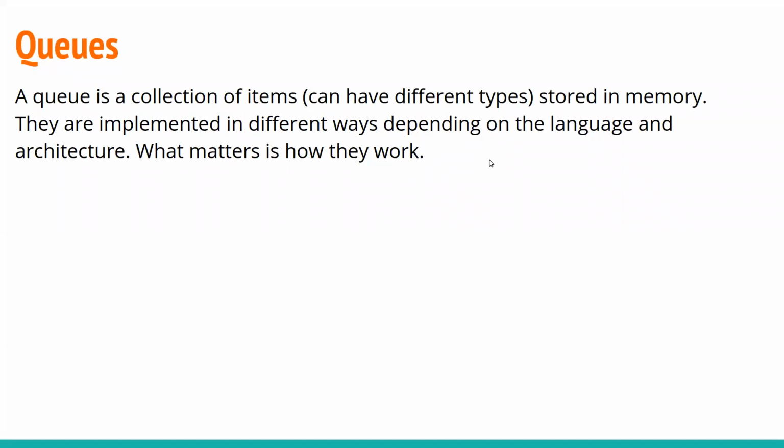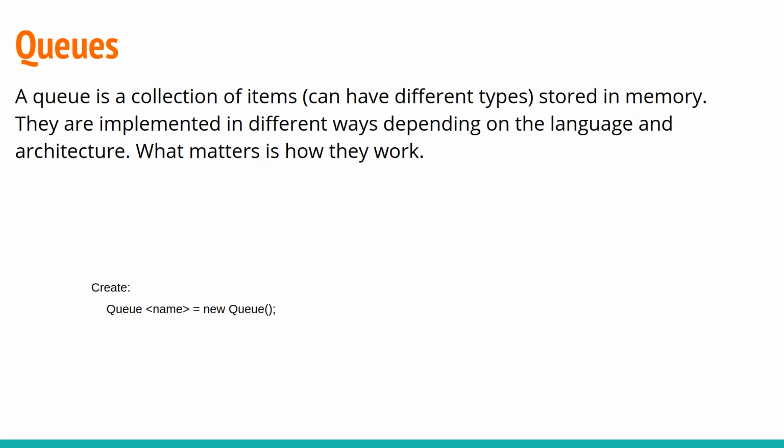So what is a queue? A queue is a collection of items and it's no longer homogeneous. So remember, the array was homogeneous. A queue doesn't necessarily have to be homogeneous. So a queue is a collection of items stored in the computer's memory. They are implemented in very different ways across different languages. That doesn't necessarily matter to us. What matters to me is that you understand how they work.